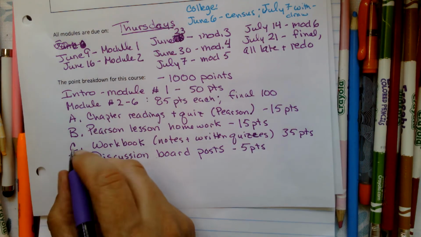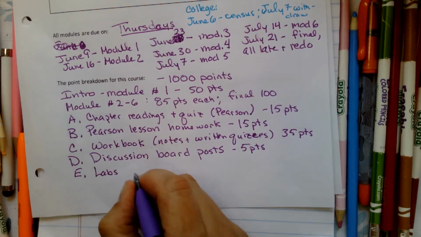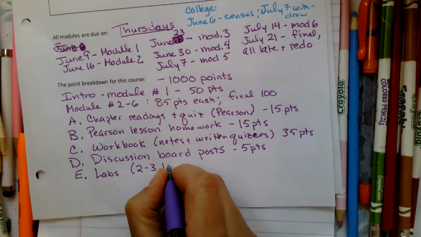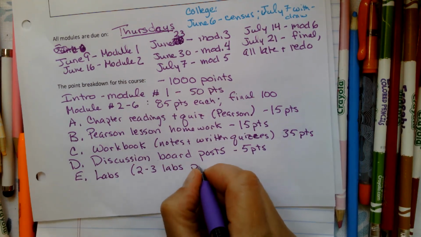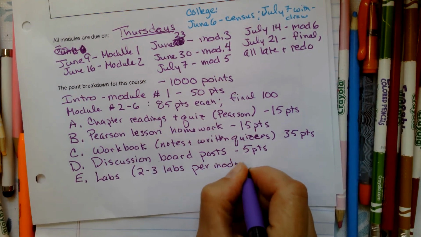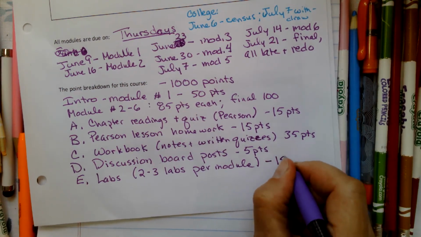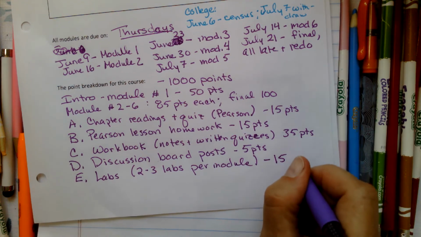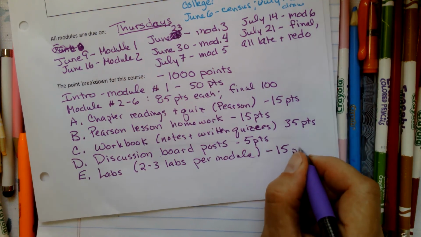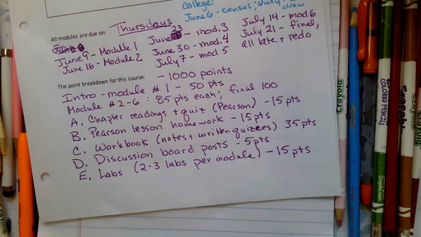So E is labs. Generally speaking, there will be 2 to 3 labs per module. And most of these will be Pearson materials, but some of them will be workbook style where you have to fill things out. You'll see that in the first unit. And altogether, those are worth 15 points. So that gives you a quick introduction to the course. Let me know if you have questions.